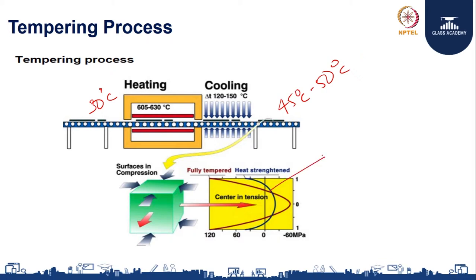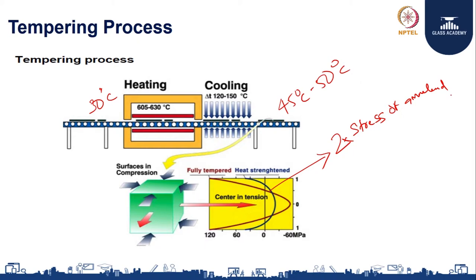So, there are three graphs when you see, of which two are majorly defined. One is heat strengthened glass. The heat strengthened glass has the same principle of heating. It is similar to the toughened glass, but it has two times the stress level of annealed glass, twice the stress of annealed glass.